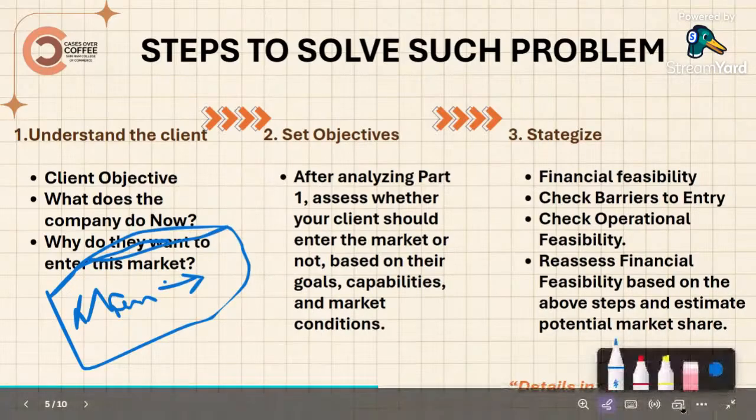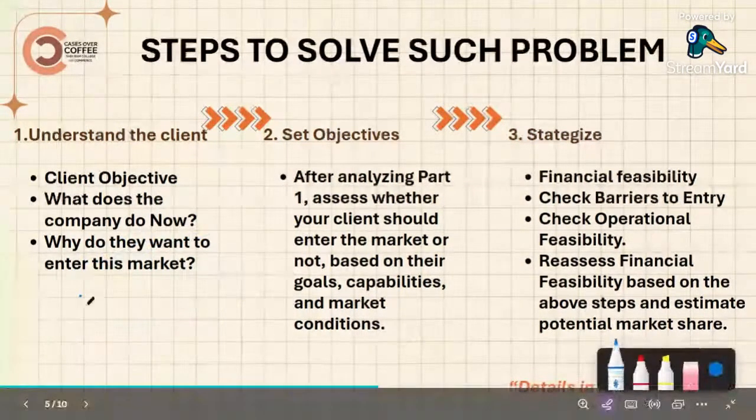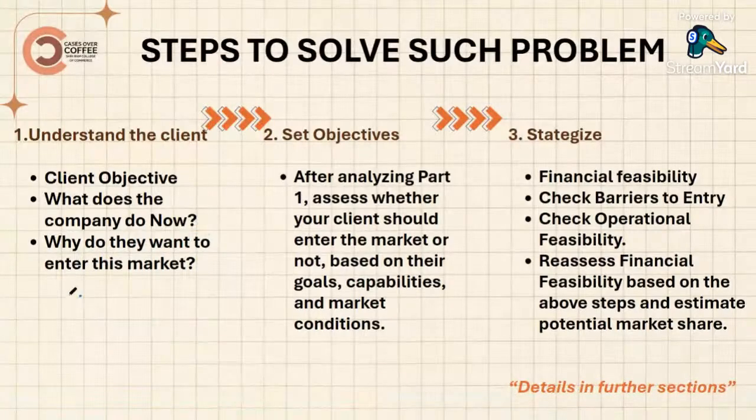But let's say the example that I mentioned initially, Reliance. They are a retail giant and they are entering into the FMCG. In this, there is more of a barrier because they have the existing big players in the market like HUL, Nestle, and so on and so forth. So the very first thing that you need to do is to understand the client. What is the client actually doing, and why do they actually want to enter into this market?